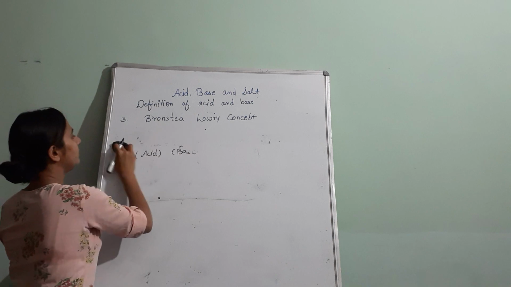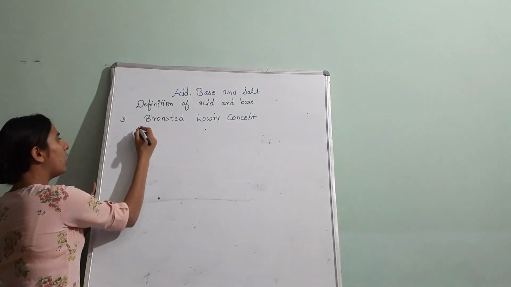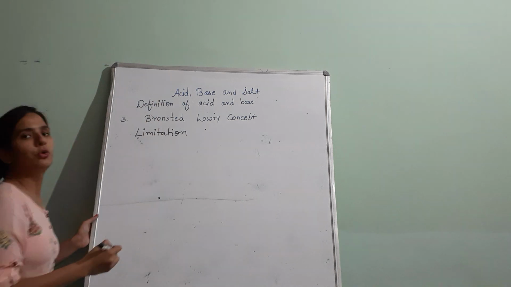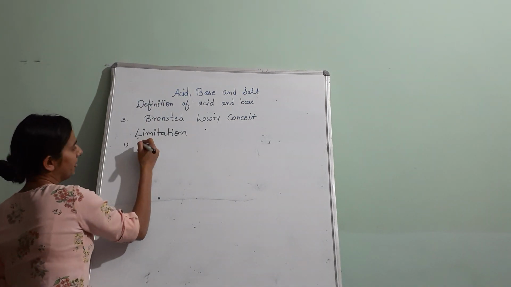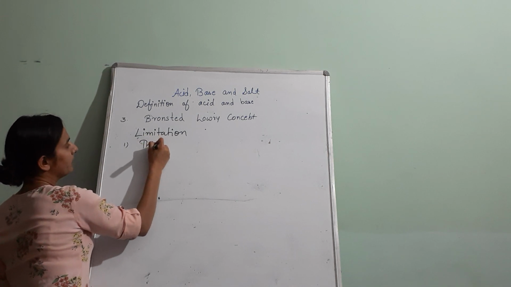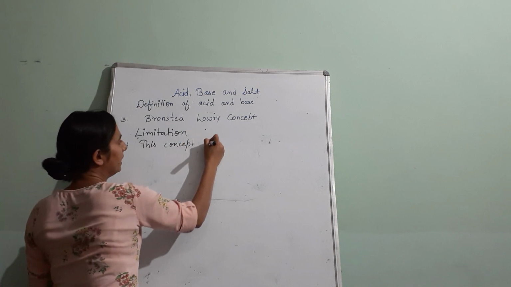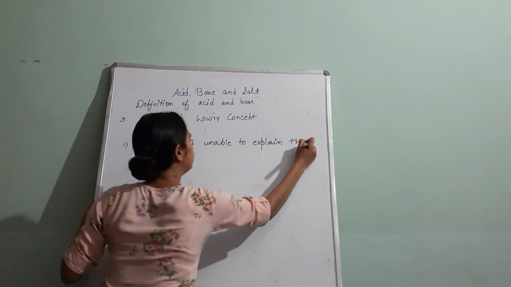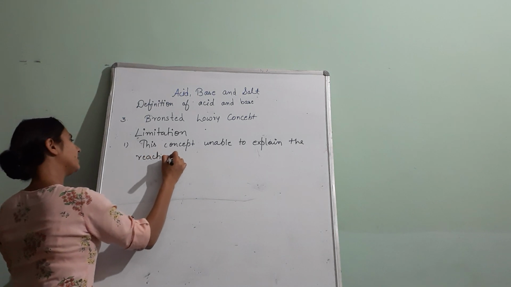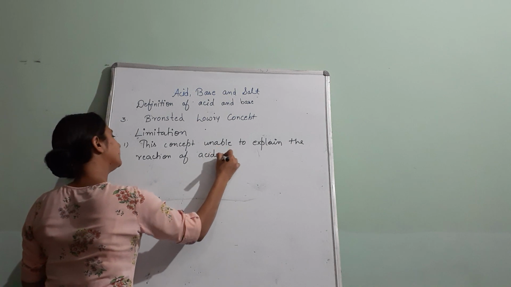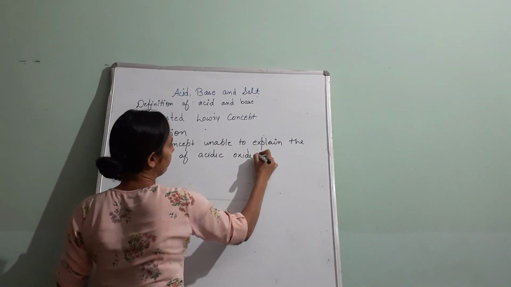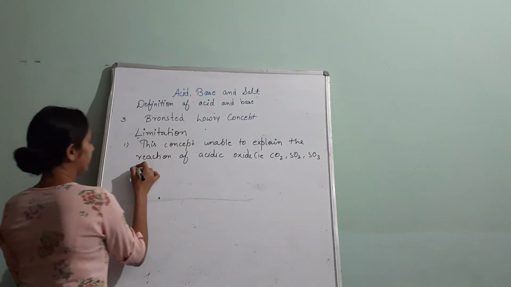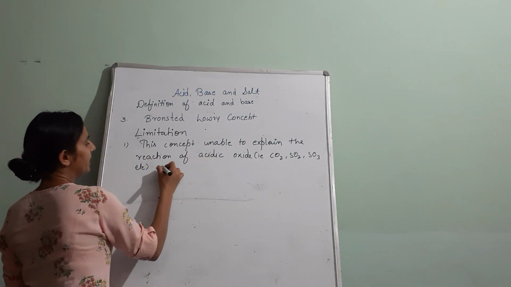Limitations of the Bronsted-Lowry concept. We discussed advantages, now we discuss limitations. The first limitation of this concept is that it is unable to explain the reaction of acidic oxides, that is CO2, SO2, SO3, etc. Reaction of acidic oxide and basic oxide.